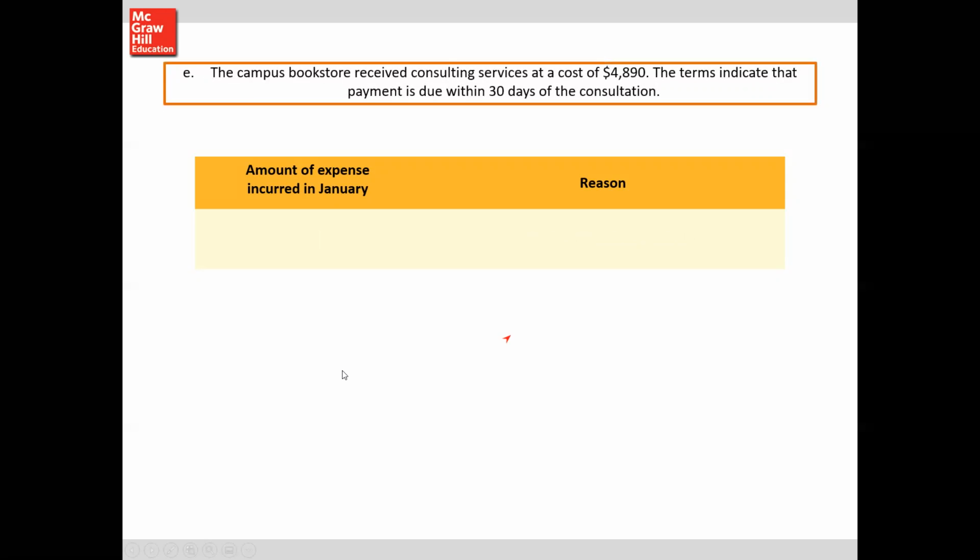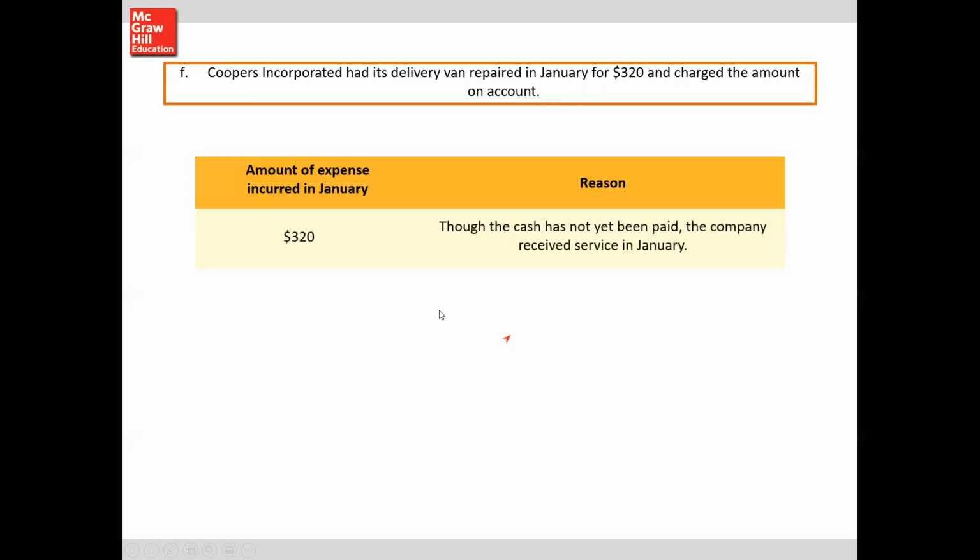The campus bookstore received consulting services at a cost of $48.90. The terms indicate that payment is due within 30 days of the consultation. Well, if they've actually received it, then that means that the expense has been incurred. So all of that should be recognized as expense. Cooper's Incorporated had its delivery van repaired in January for $320 and charged it. So even though they haven't paid for it, they've incurred it. So all of that again should be charged to expense in January.